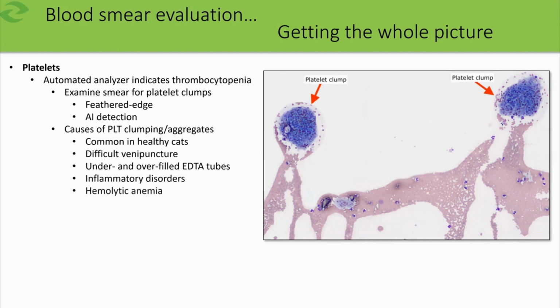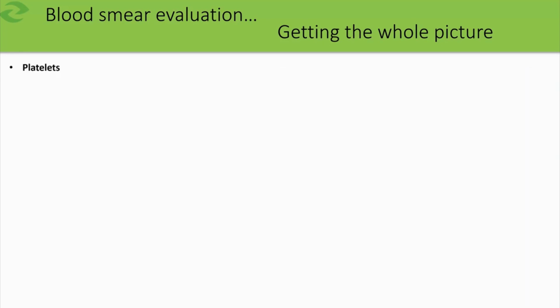Hemolytic anemia, especially if there's an immune component to the platelets. And then iron deficiency anemia, where frequently there's thrombocytosis, but those platelets may clump together. In an automated analyzer, you get a thrombocytopenia. Okay, platelet estimate from a smear.